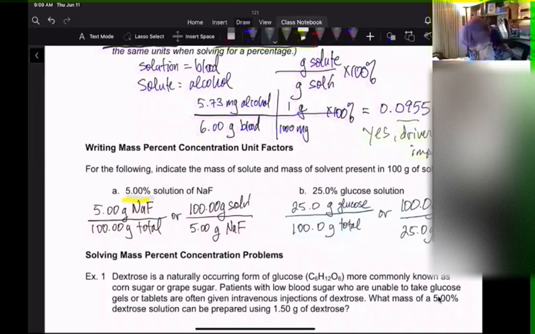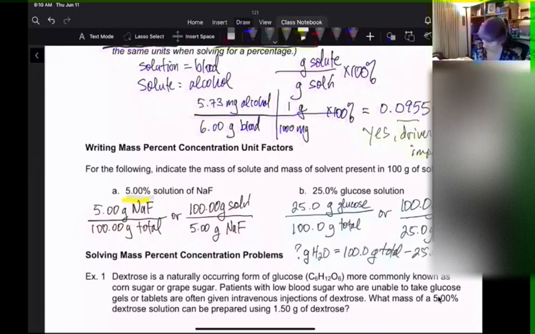How many grams of water would be in there? This is kind of separate, right? How many grams of water would be in that 100 grams? Because it's just 2 components, we could figure out there must be 75 grams of water plus that 25 grams of glucose.